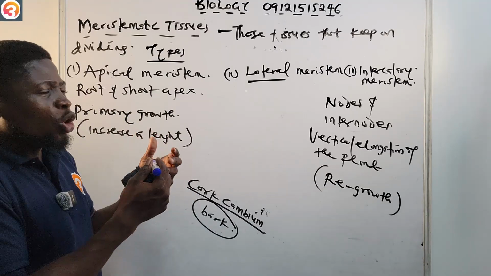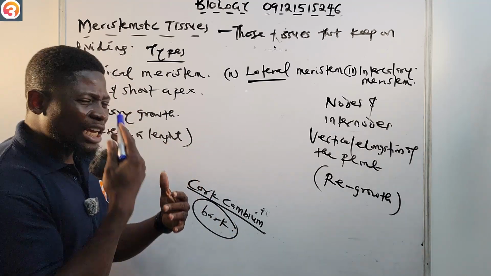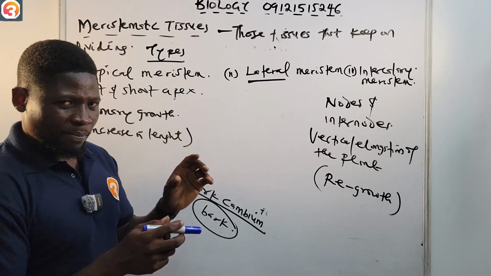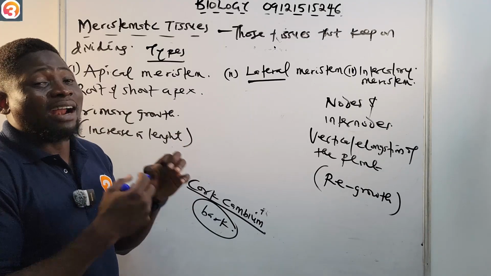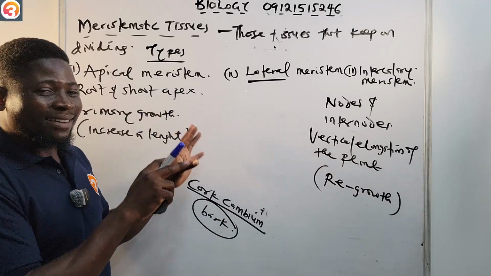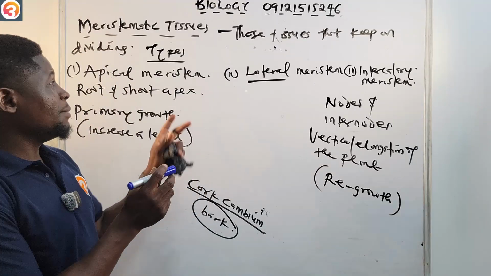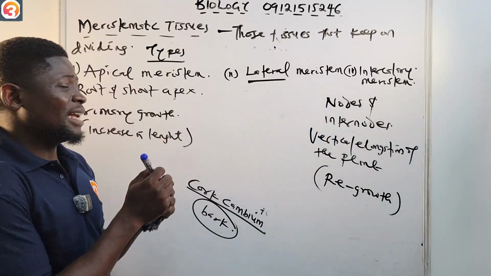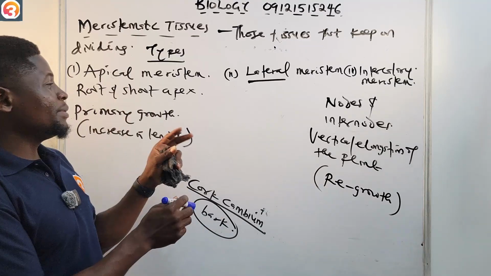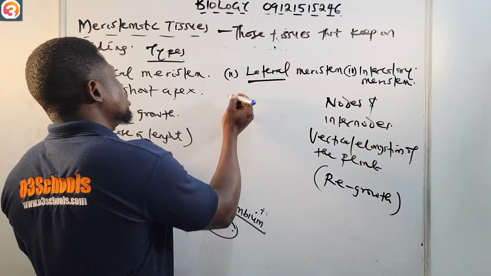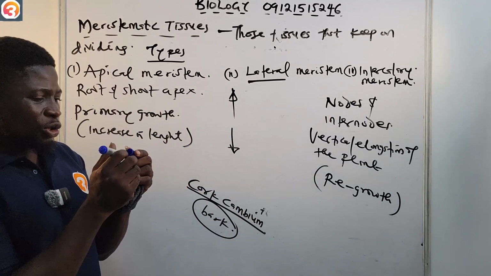So you must know all of these functions and the locations of each of them, before you beat your chest and say you have finally arrived at understanding meristematic tissues. In summary, the apical meristem helps in the growth of the plant in the upward and the downward direction.